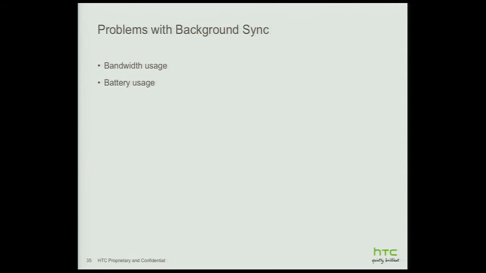Now, while that sounds great in theory, the most prominent problems with background sync on a mobile device are basically bandwidth and battery usage. The more you sync, the more bandwidth you consume, and the longer you sync, the more CPU cycles you use, and the more battery you drain. So very early we realized that it's a problem that requires a trade-off solution.